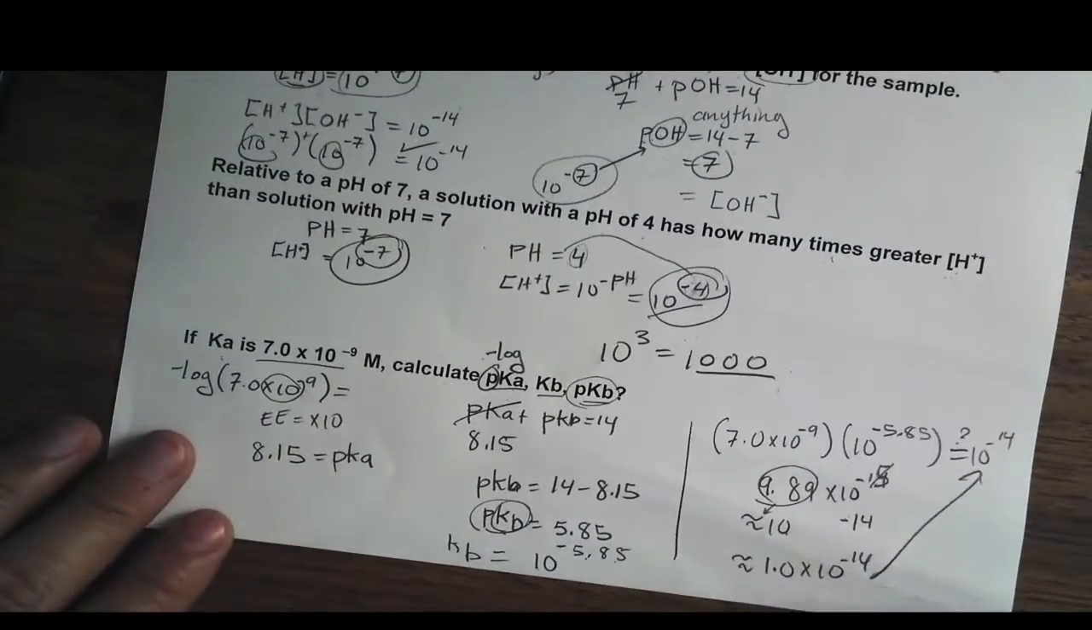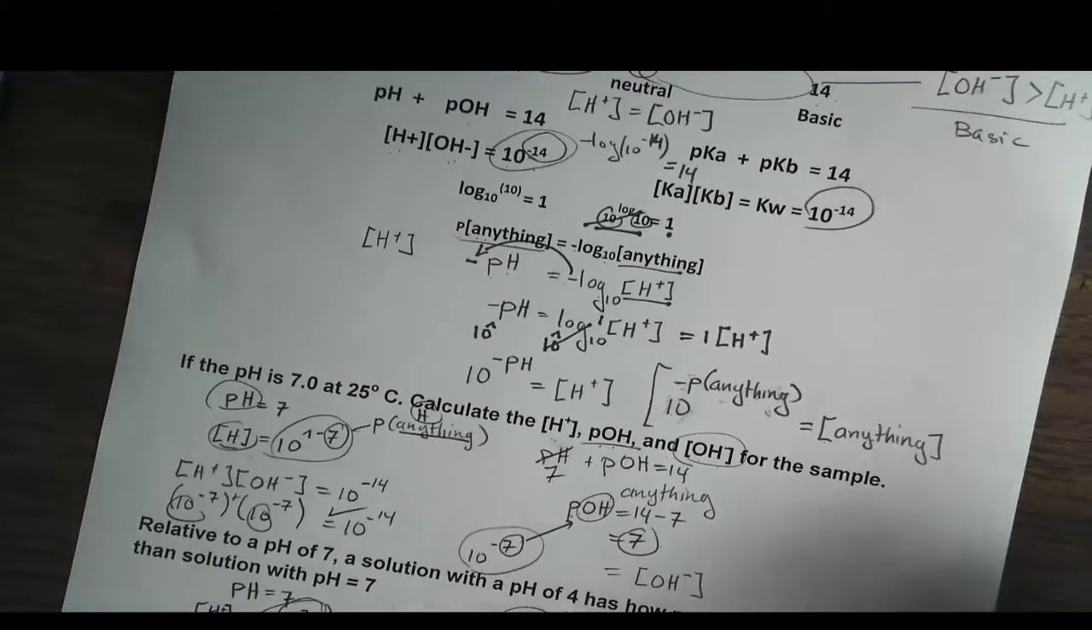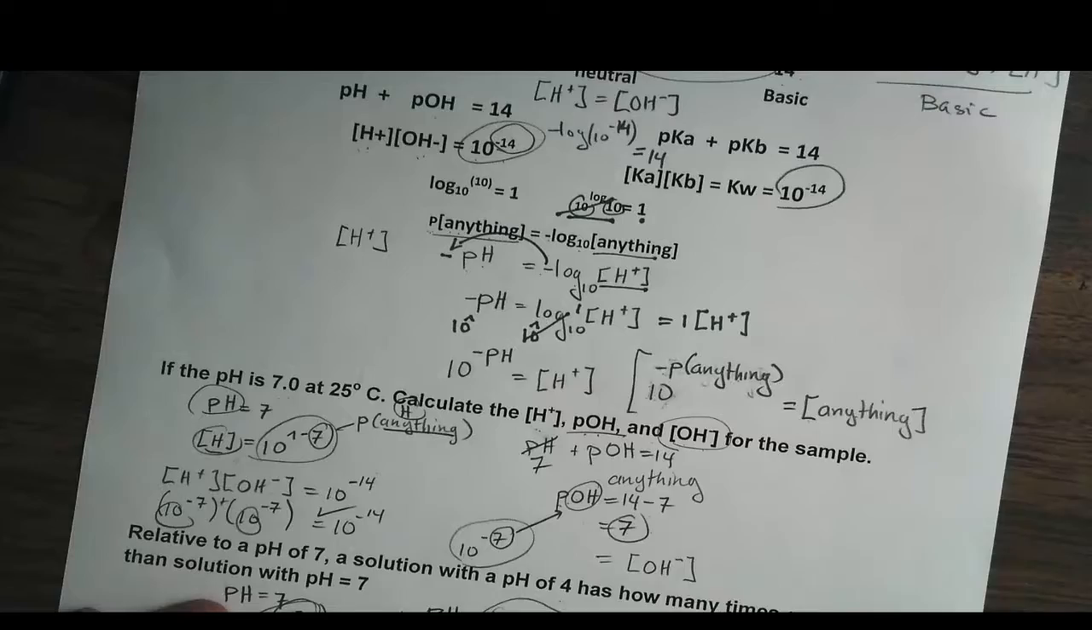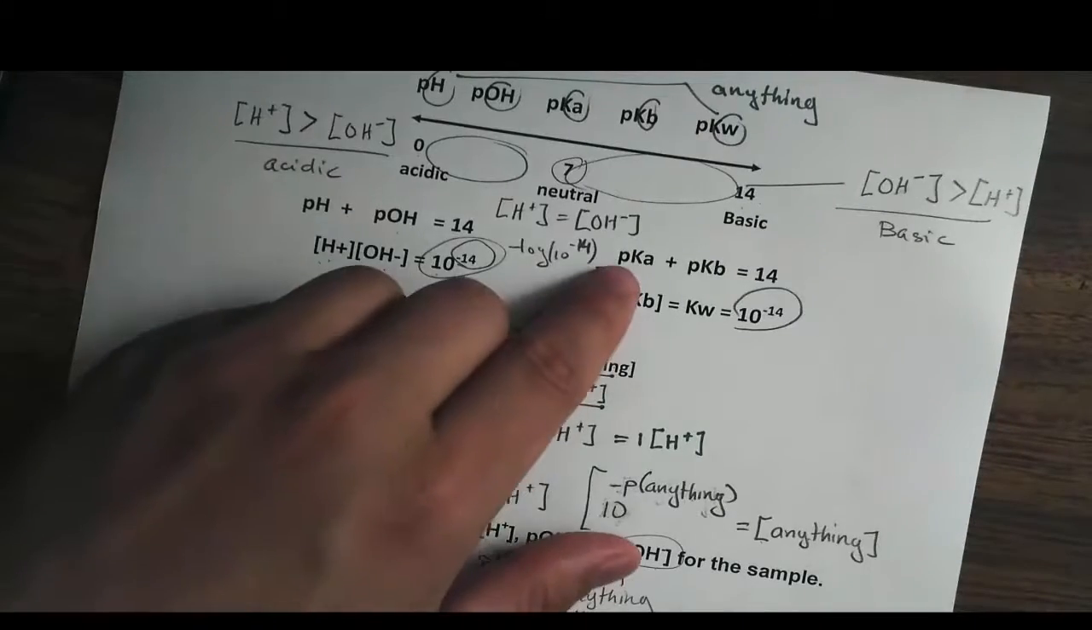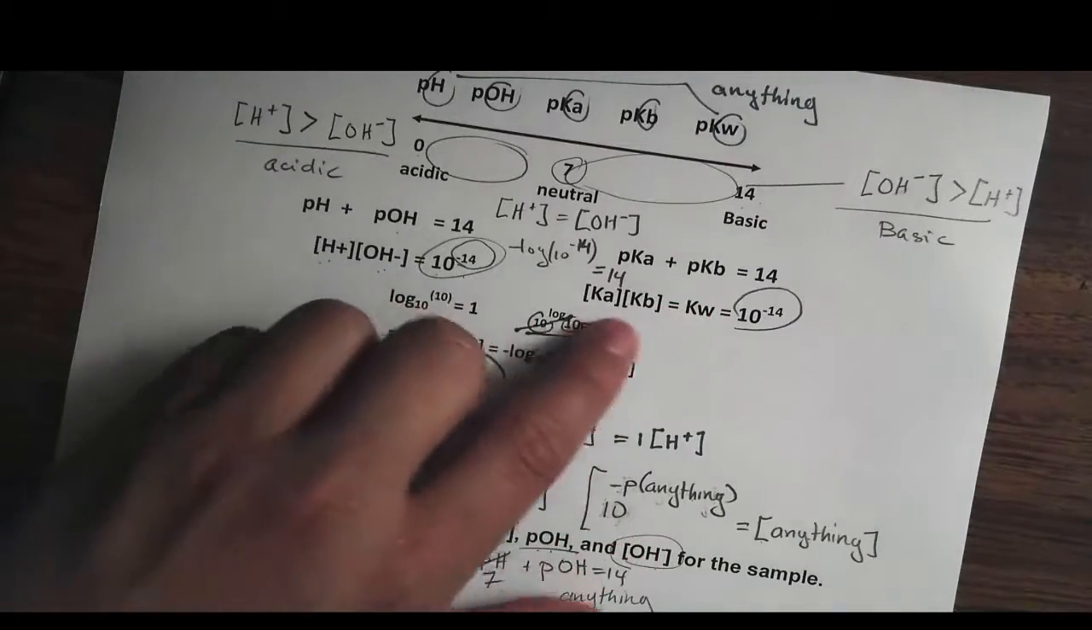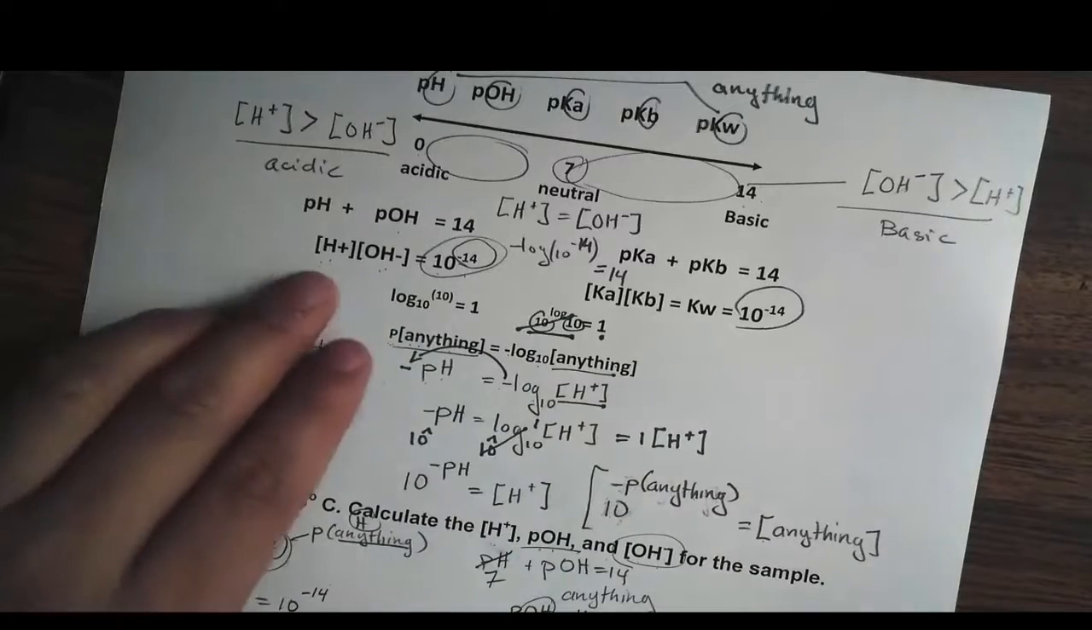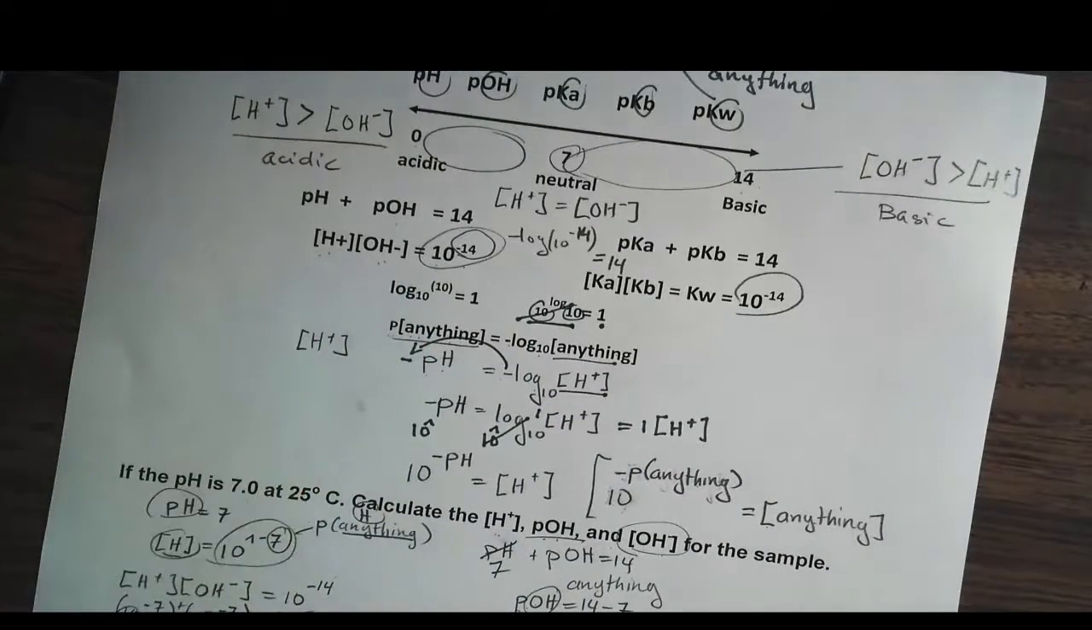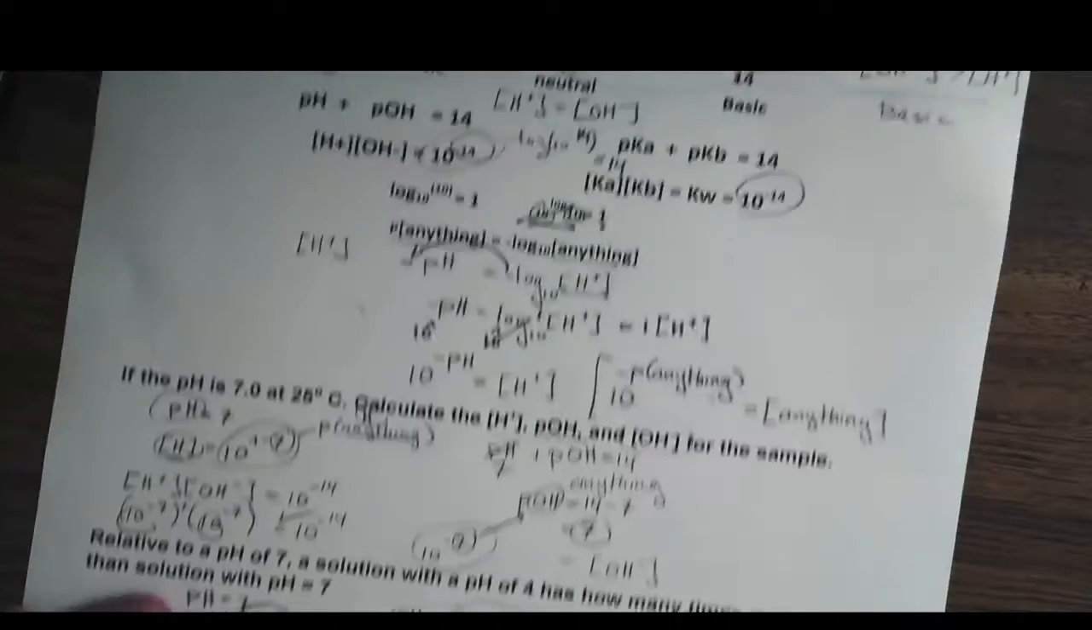And that's how we change from pH, or in terms of pKa and pKb, to concentration, or the concentration of H plus or OH minus. And that's all we have to do. Isn't that easy?